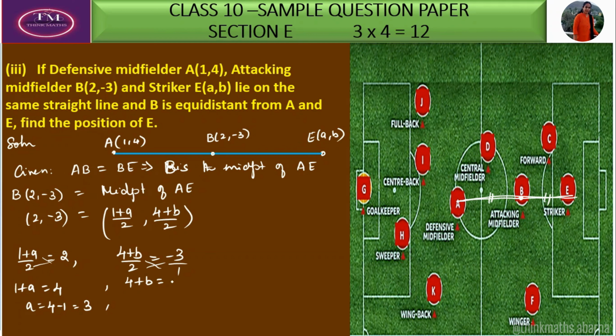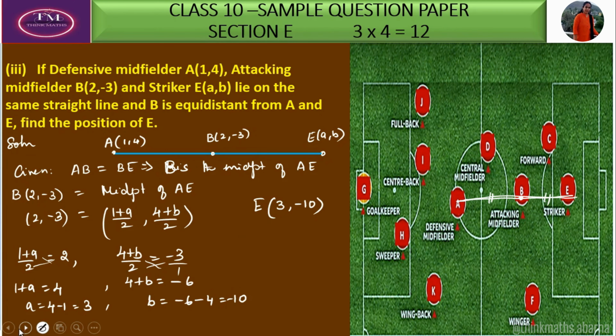2 into minus 3 is minus 6. So b will be equal to minus 6 plus 4 will become minus 4, which is equal to minus 10. So the point E is 3 comma minus 10. So the position of E is 3 comma minus 10. Okay children, I hope you can understand this problem.